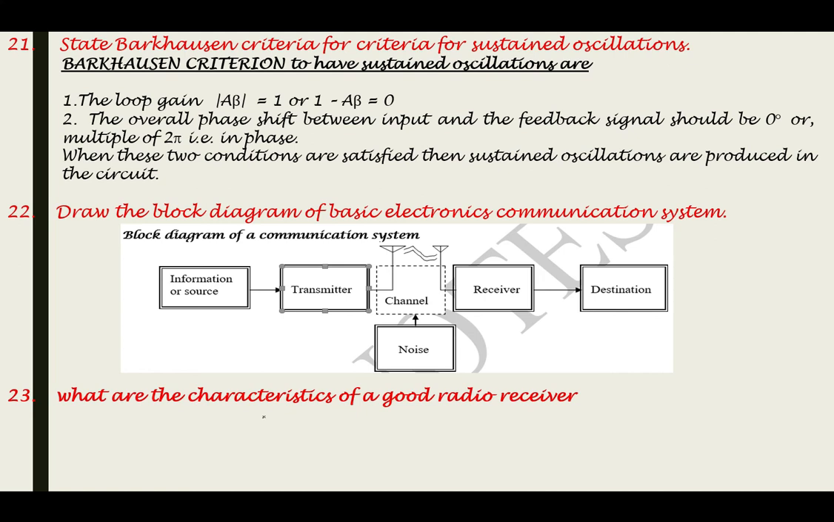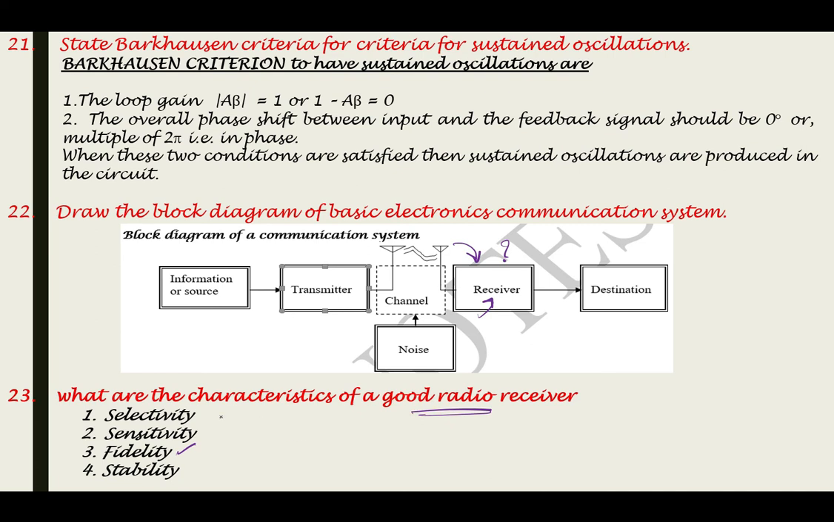What are the characteristics of a good receiver? See, suppose this has to receive the signal, what are the abilities or qualities that the receiver should have? That is selectivity. It should be able to select the desired signal. Sensitivity: even if the signal is weak, it should be able to sense that and receive that signal. Fidelity and stability. Fidelity is accuracy. It should give an accurate signal. Stability is, as long as the input is present, the output should be present. There should not be any disturbance at the output. These are the 4 characteristics that a good radio receiver should possess.